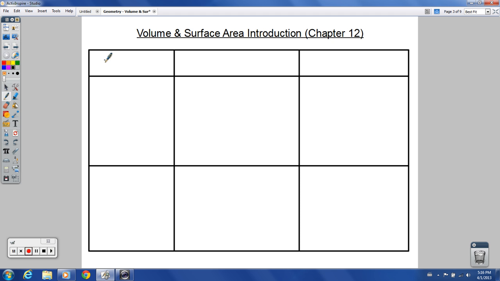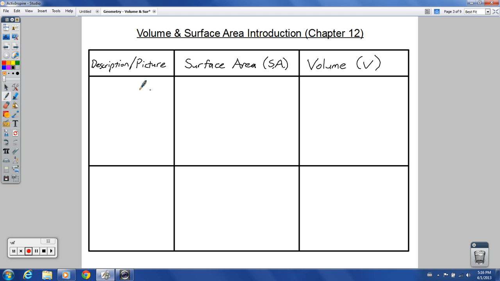So in this first column, I want this to be both the description and the picture. So we're going to put a description and the picture in this one. So what is it and what's it look like? Here is going to be the surface area formula for that particular object. Surface area, sometimes we call that SA for surface area. And then volume, sometimes we call that V, makes sense for volume.